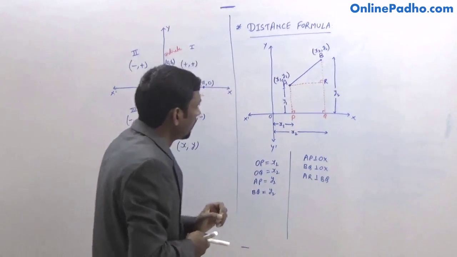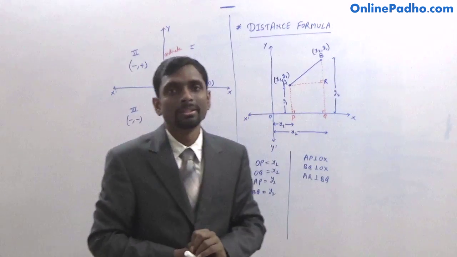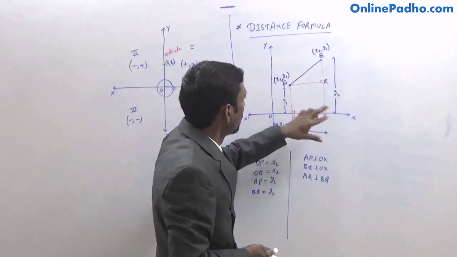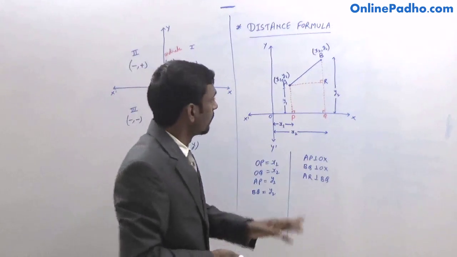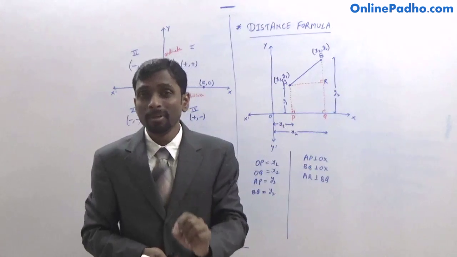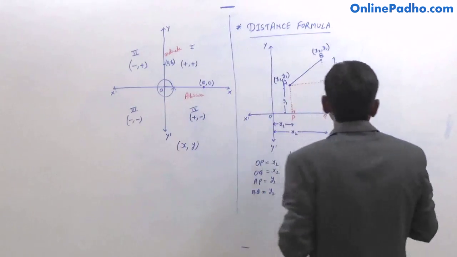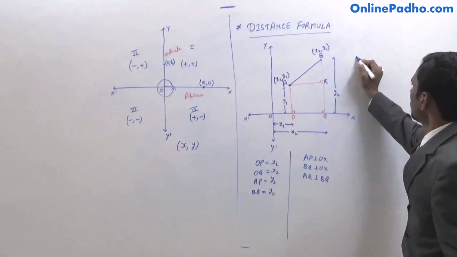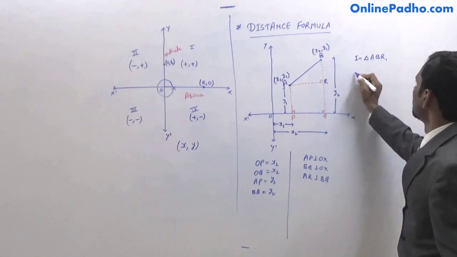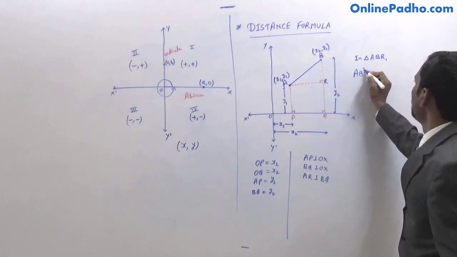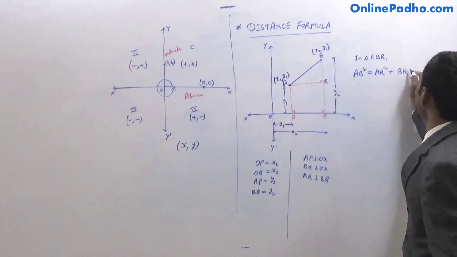Because we know the length along the x-axis and every length along the y-axis, we know the value of AR and BR in terms of x and y. So we can find the value of AB because it is the hypotenuse of this right angle triangle. Let's see how we can derive this formula. So in right angle triangle ABR, by Pythagoras theorem, AB square is equal to AR square plus BR square.